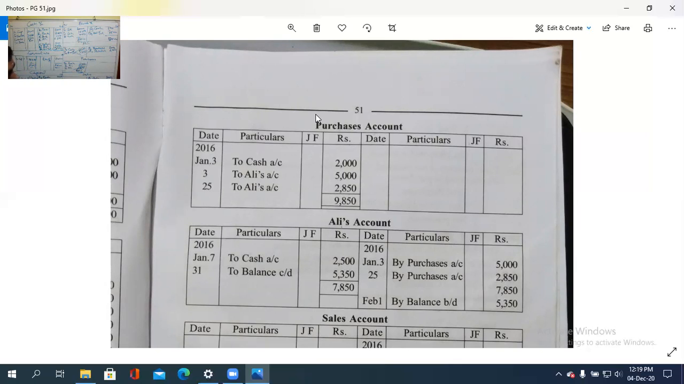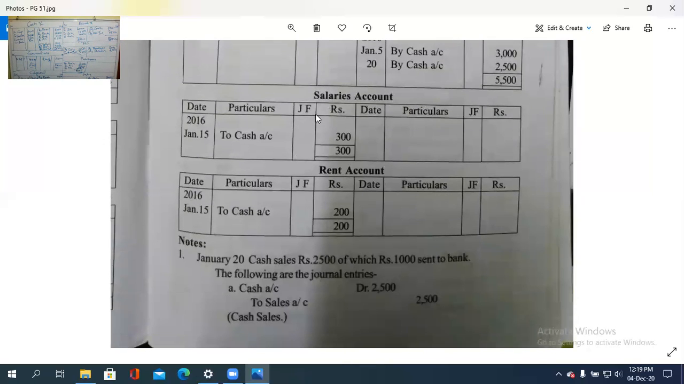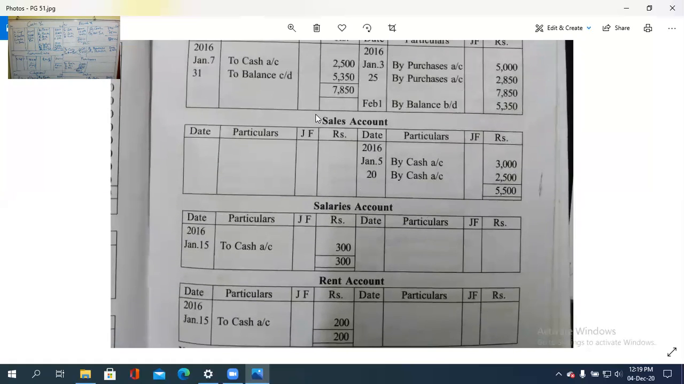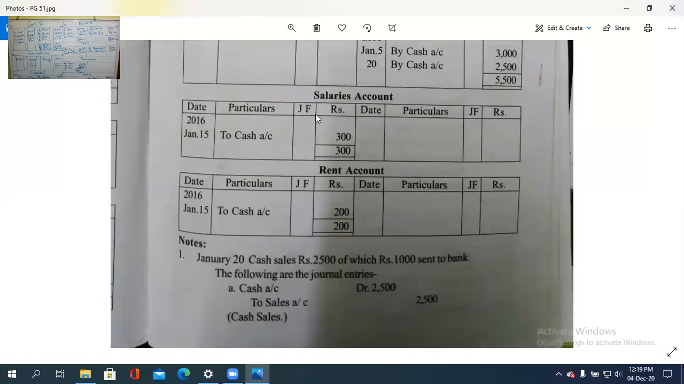And the sales also, how much? 5,500. See, 5,500 only. And the salary and also the rent account, see, in the same way we will put it. So the salaries account is a nominal account, an expense, and we just total it up.